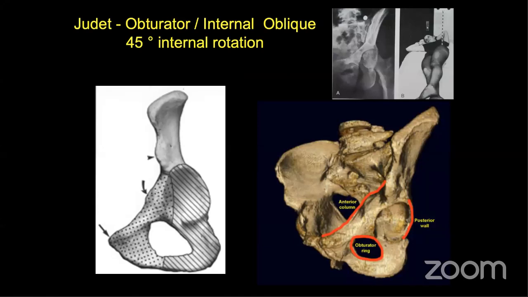Judet views I still find very helpful in decision making when they are available, but nowadays with trauma CT protocols and 3D reformatting, we rarely obtain Judet views. To obtain an internal oblique Judet view, the patient has to be turned to 45 degrees and the obturator foramen comes into view. So this is very good for seeing the anterior column and the posterior wall.